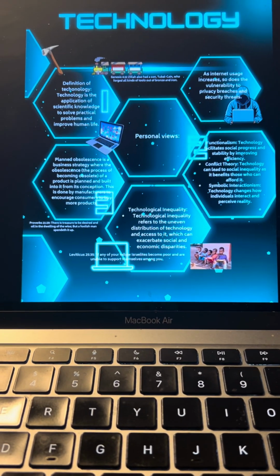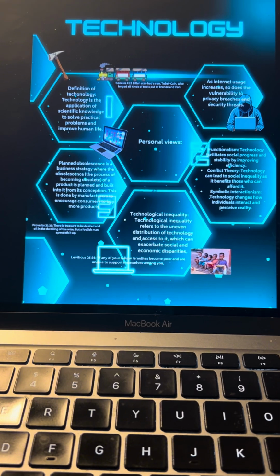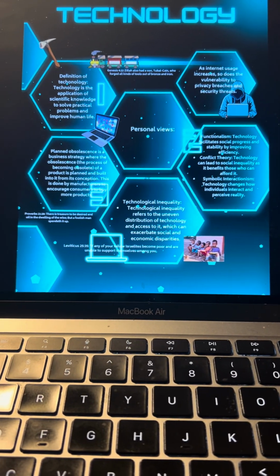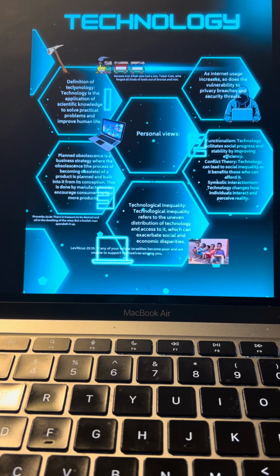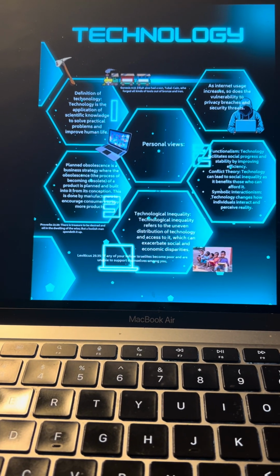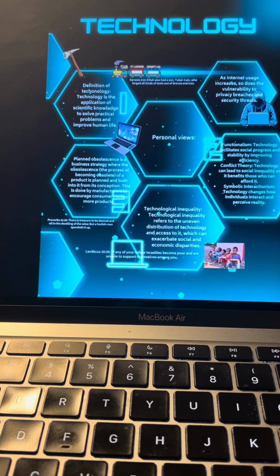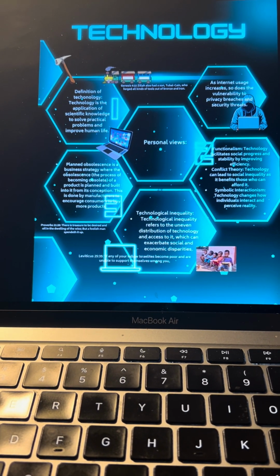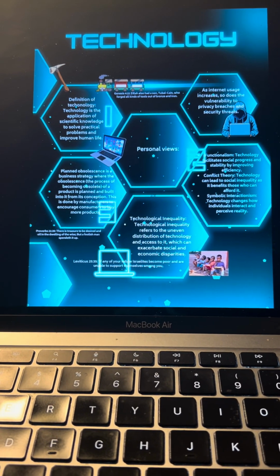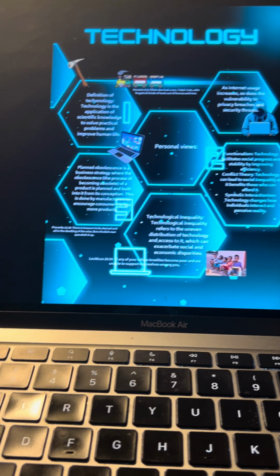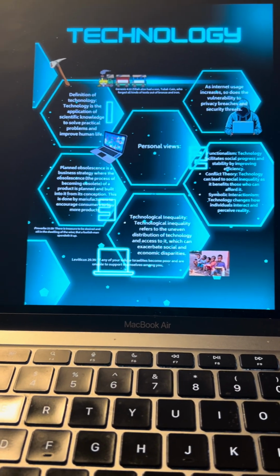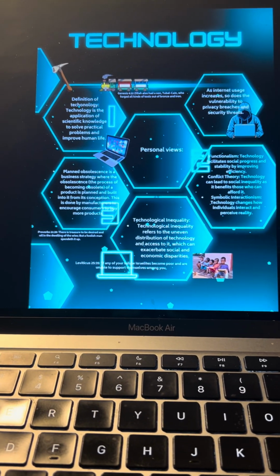From a functionalist perspective, technology facilitates social progress and stability by improving efficiency. And according to conflict theory, technology can lead to social inequalities as it benefits those who can afford it, but not those who can't afford it, because technology is usually expensive.